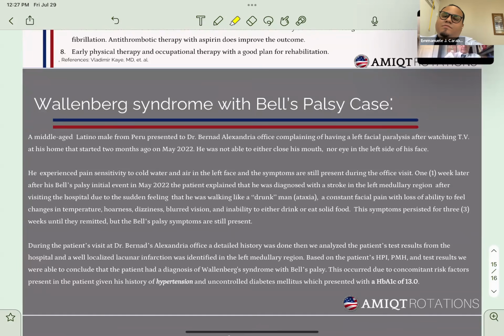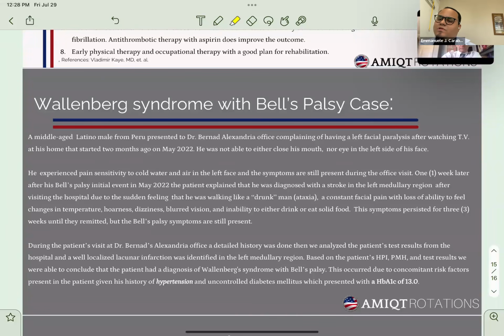A middle-aged Latino male from Peru presented to Dr. Bernat Alexandria office, complaining of having a left facial paralysis after watching TV at his home. That started 2 months ago on May 2022. He was not able to close either his mouth or eye on the left side of his face. He experienced pain and sensitivity to cold water and air in the left face, and the symptoms are still present during the office visit.